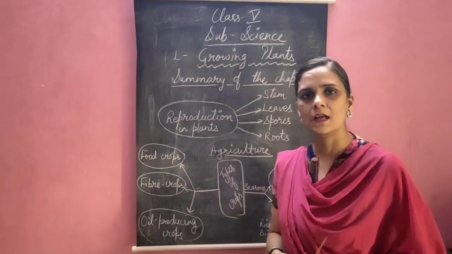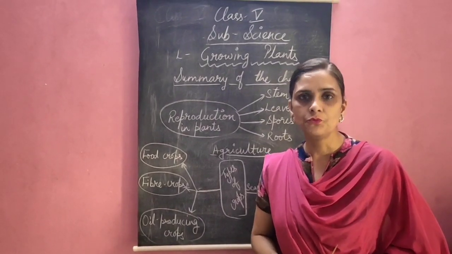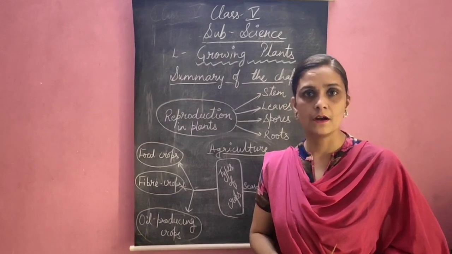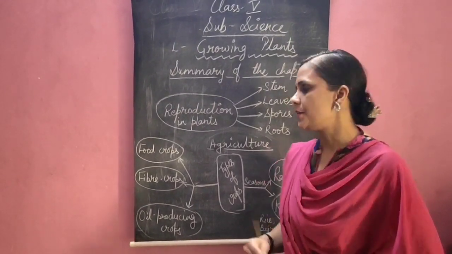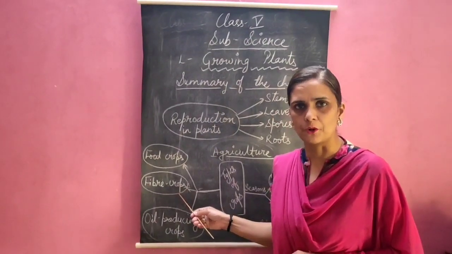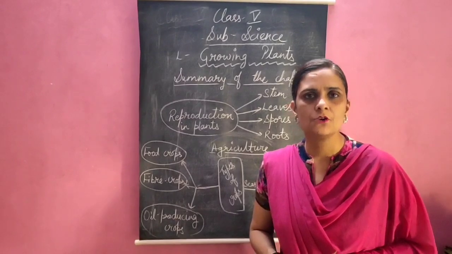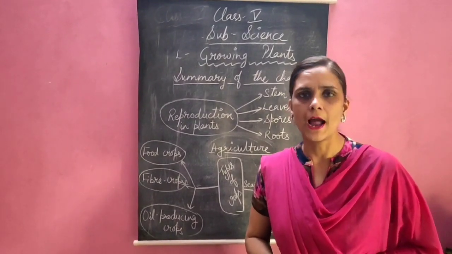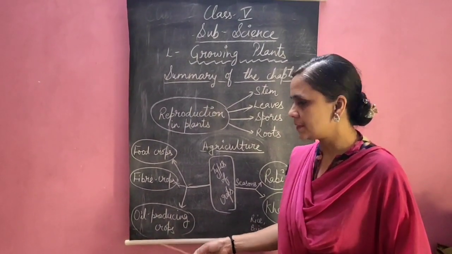Food crops. These are those crops which are providing the food to the people like wheat, jowar, bajra, rice, etc. Okay. Now, moving on to fiber crops. These are those crops which provide fiber for making different types of cloth like cotton, jute and hemp. Next is oil producing crops.